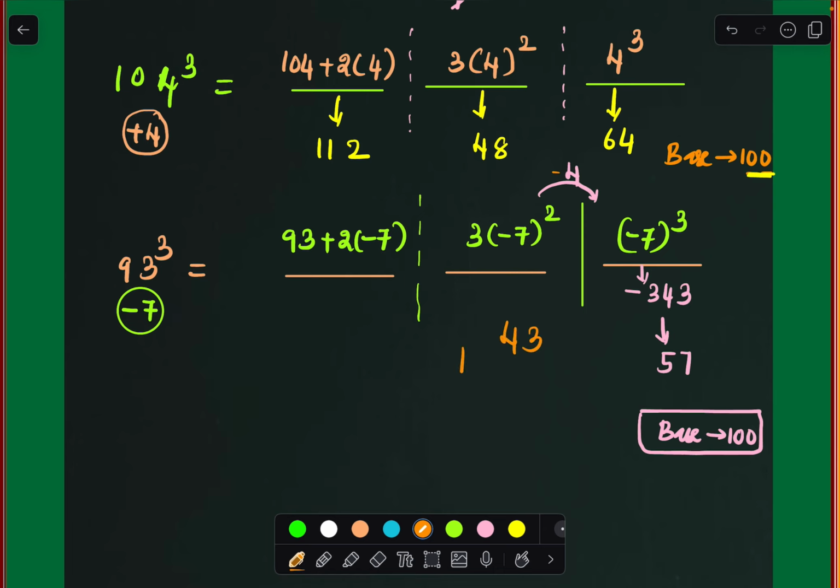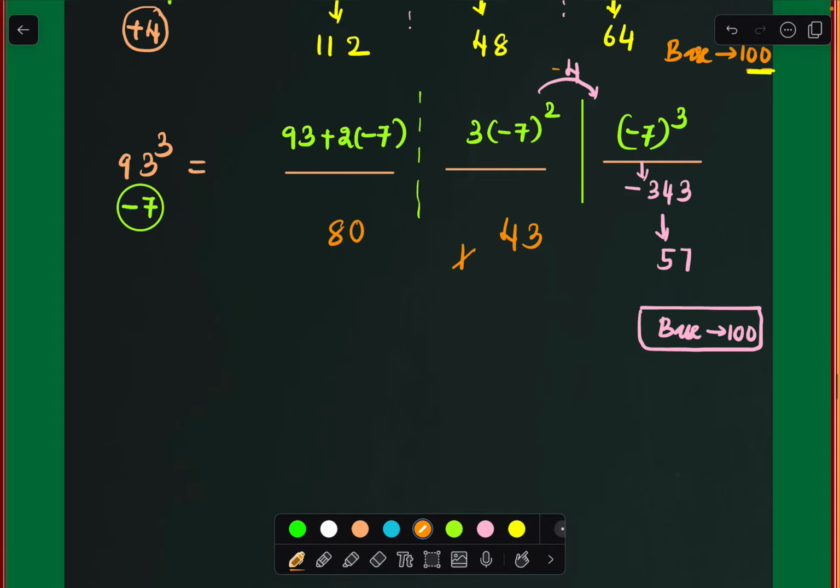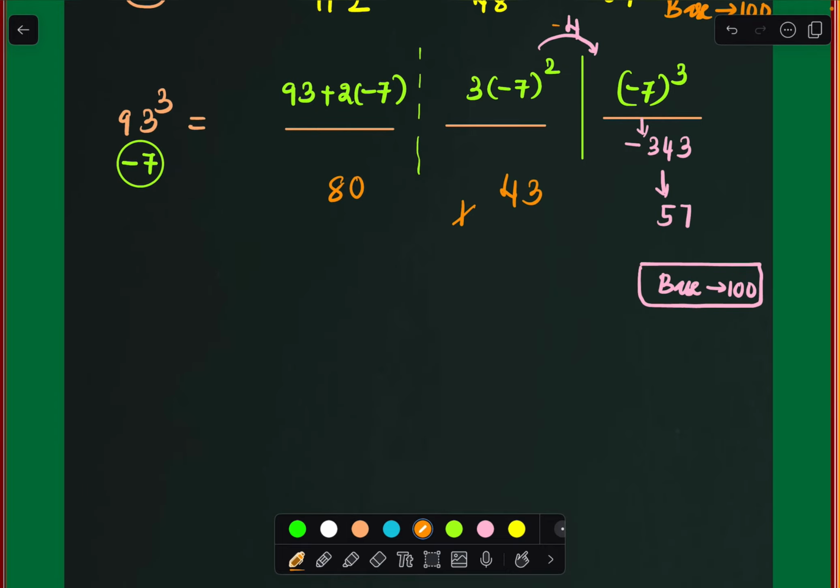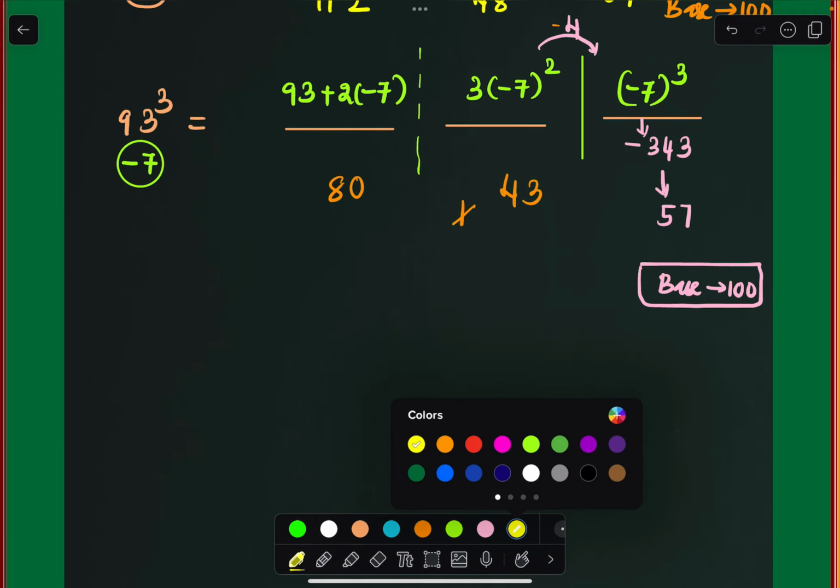And this value, how much here? So 93 minus 14 plus 1. 94 minus 14 will get 80 only. I'm getting 804357 as 93 cube. 93 cube also we calculated very easily with a bit of practice.